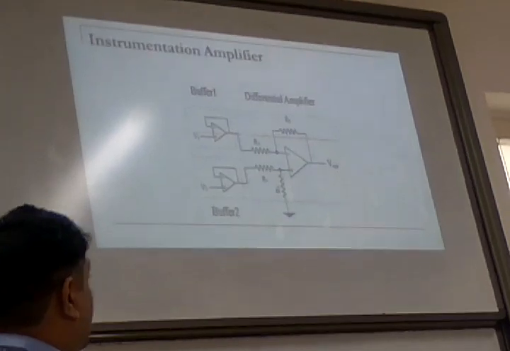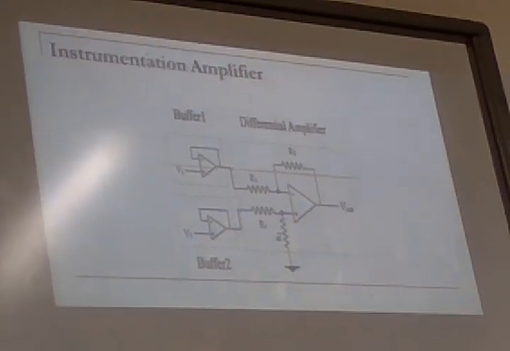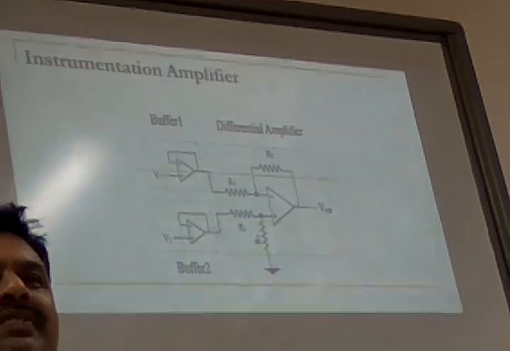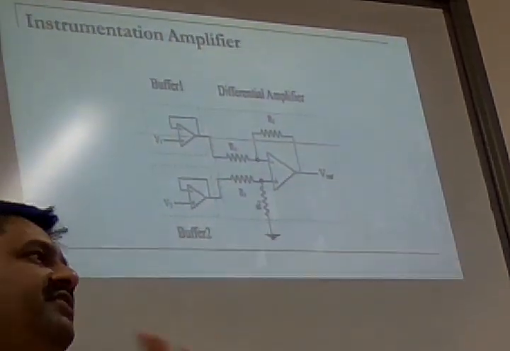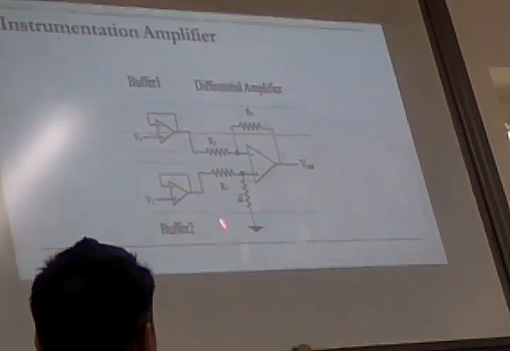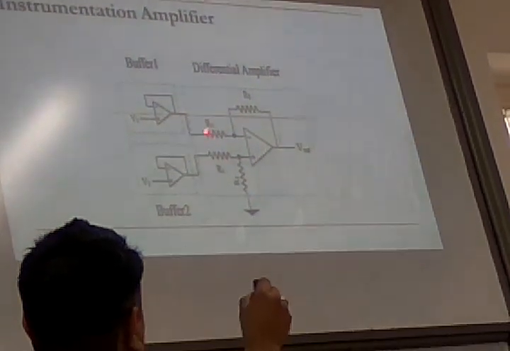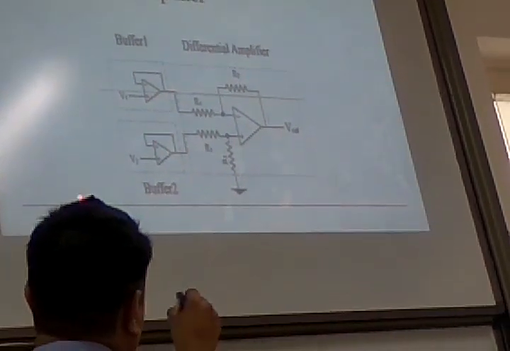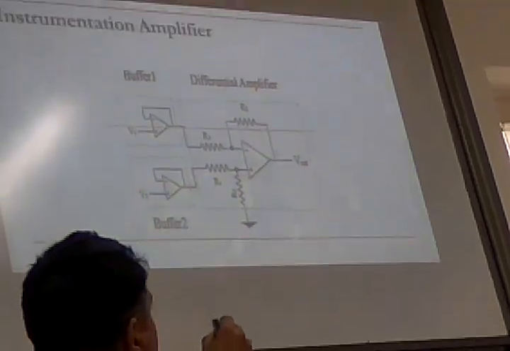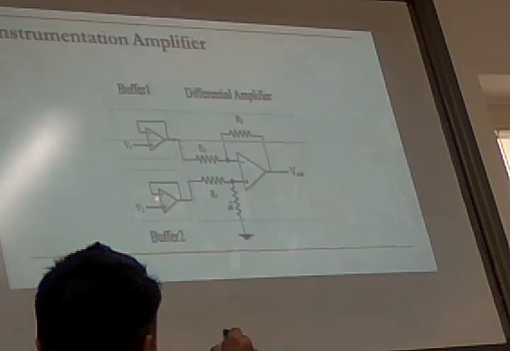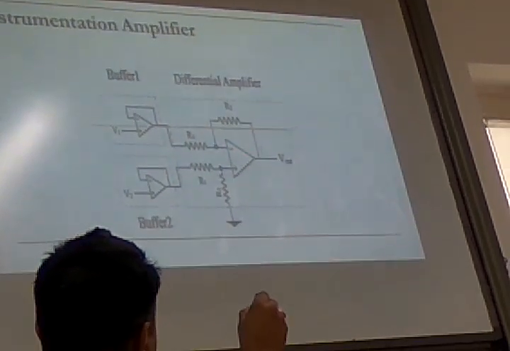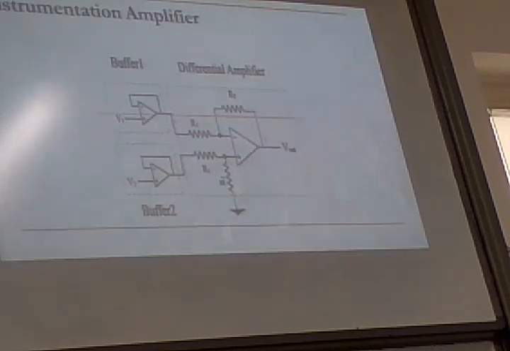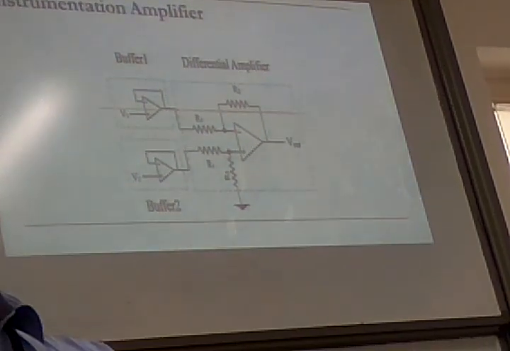So for such signals, if you want to amplify, you use an instrumentation amplifier. The building blocks of an instrumentation amplifier are two items: one is a buffer, the other is a differential amplifier. You take a differential amplifier. The first input you send through a buffer, the second input you send through another buffer. So V1 is one input, V2 is another input. First each is sent through a buffer, then to the main differential amplifier, and you get better amplification.